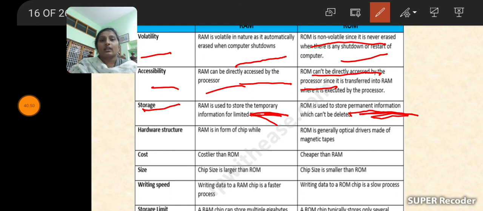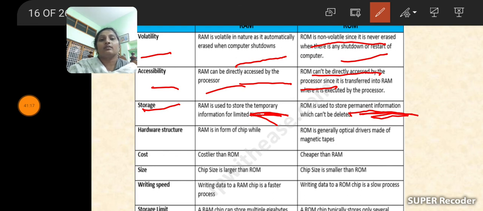And while coming to the cost, RAMs are costlier than ROM. Read-only memories are cheaper. And while coming to the size, this random access chip size is larger than read-only memory. Why? Because read-only memory, like pen drives or hard drives, is very small in size.